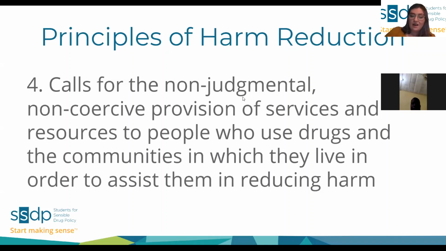Non-coercive provision of services means that we are not trying to coerce people into using these services. We're not trying to pressure people, we're not trying to convince people to use these services, and we're not trying to require them to use them. We've seen that coercive provision of services is oftentimes government mandated.